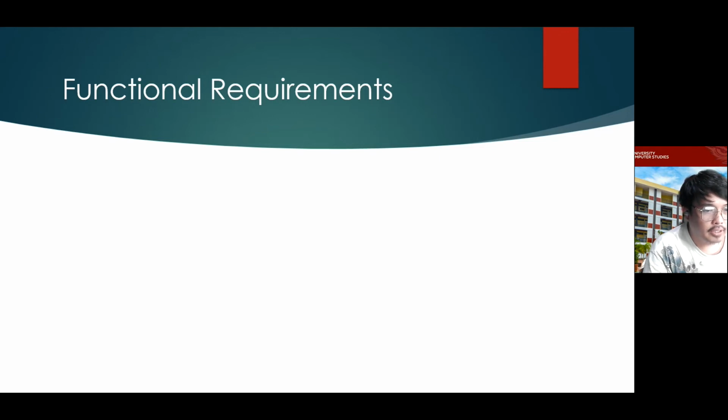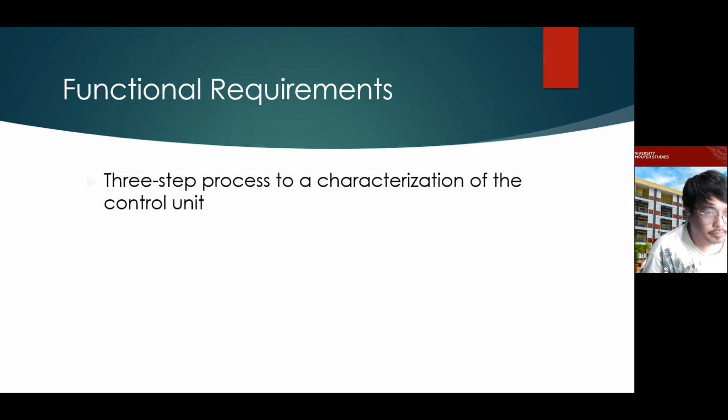So we can define the functional requirements for the control unit, those functions that the control unit needs to perform. Here is the definition of these functional requirements, which is the basis of the design and implementation of the control unit. There are three steps in the process of characterizing the control unit.